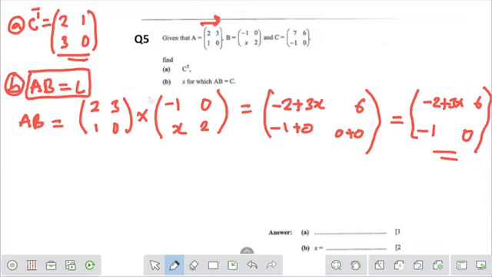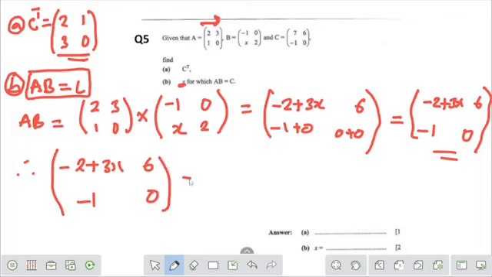They are saying we need to find the value of x for which FB is equal to C. So where there is FB, we are going to put this matrix for FB, which is negative 2 plus 3x. Then you also have a 6 here, then negative 1, 0. Okay, so this should be equal to matrix C. So what is matrix C? 7, 6, negative 1, then a 0.